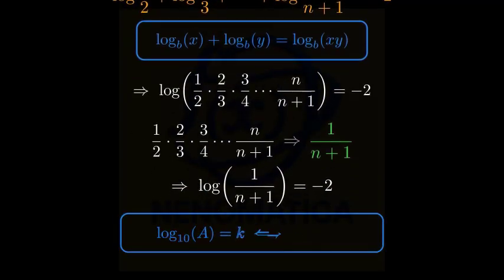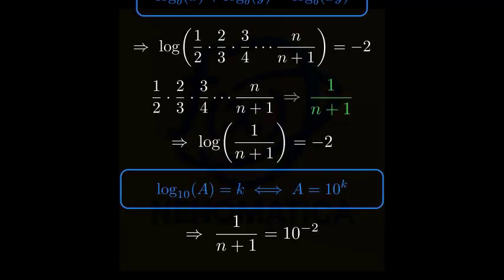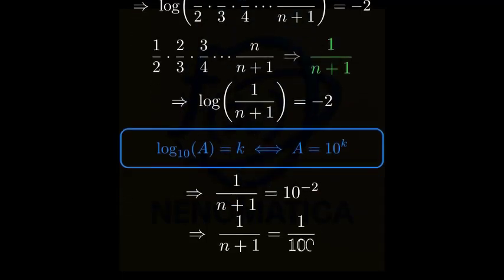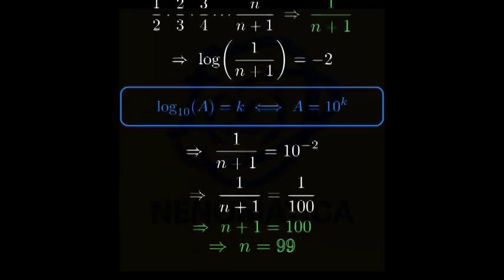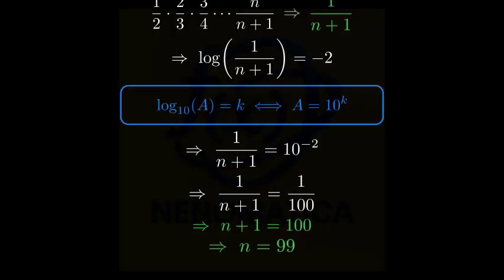Step 3. Convert the logarithm to its exponential form. Log of a equals -2 means a equals 10 to the power -2. Step 4. Evaluate 10 to the power -2, which equals 1 over 100.